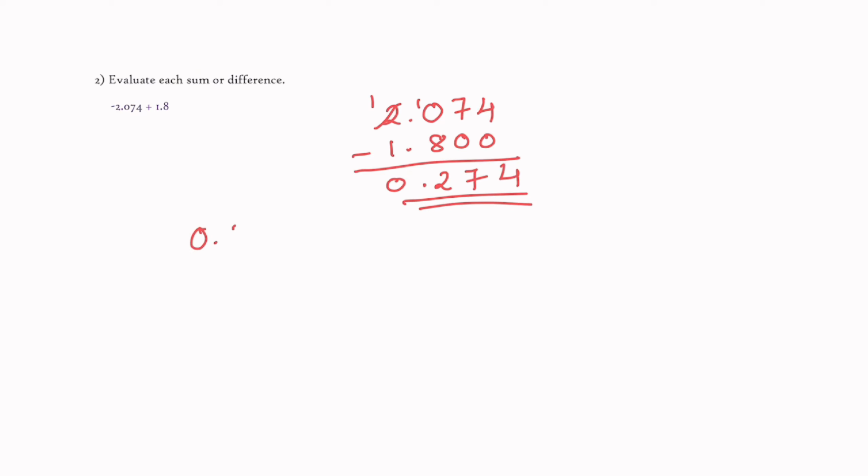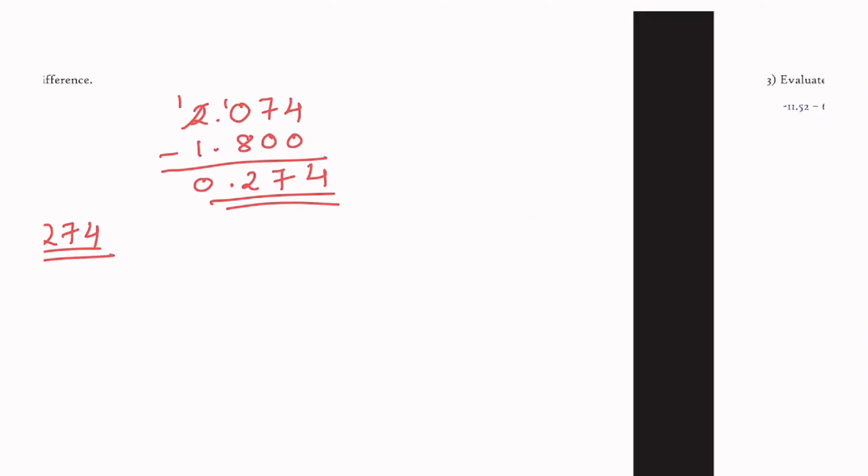Next, minus 2.074 plus 1.8. The same process, 2.074 minus 1.800. It's the same thing. 4 minus 0 is 4, 7 minus 0 is 7. Now 0 minus 8 cannot be done, so we are going to borrow from here. That's 10 minus 8, which gives us 2, and that's 0 here. Answer is 0.274 with a negative sign.